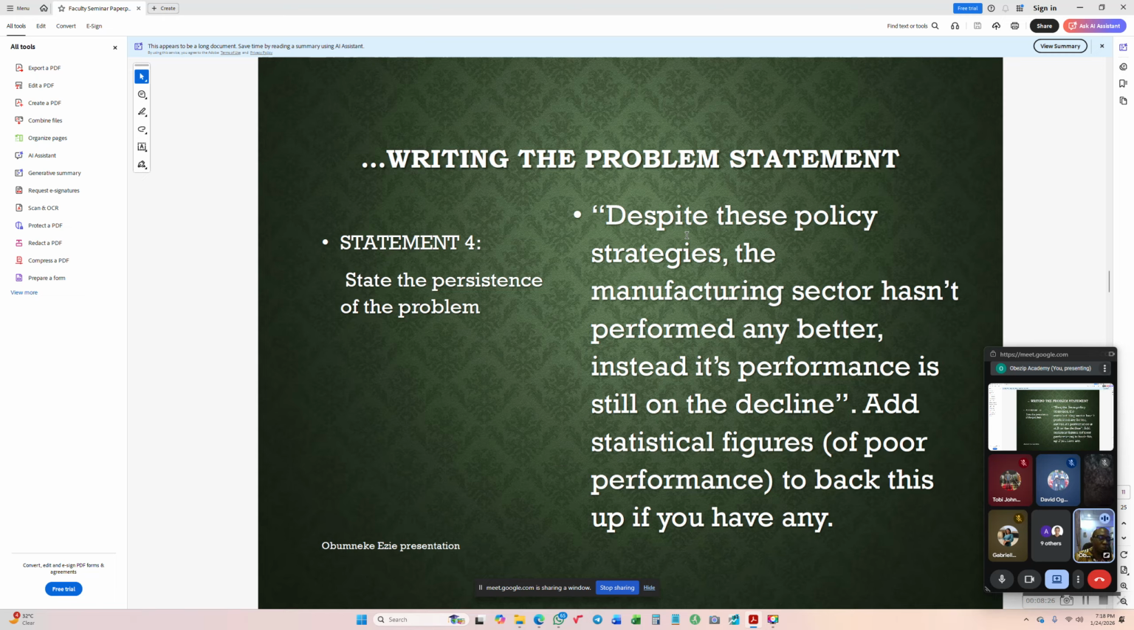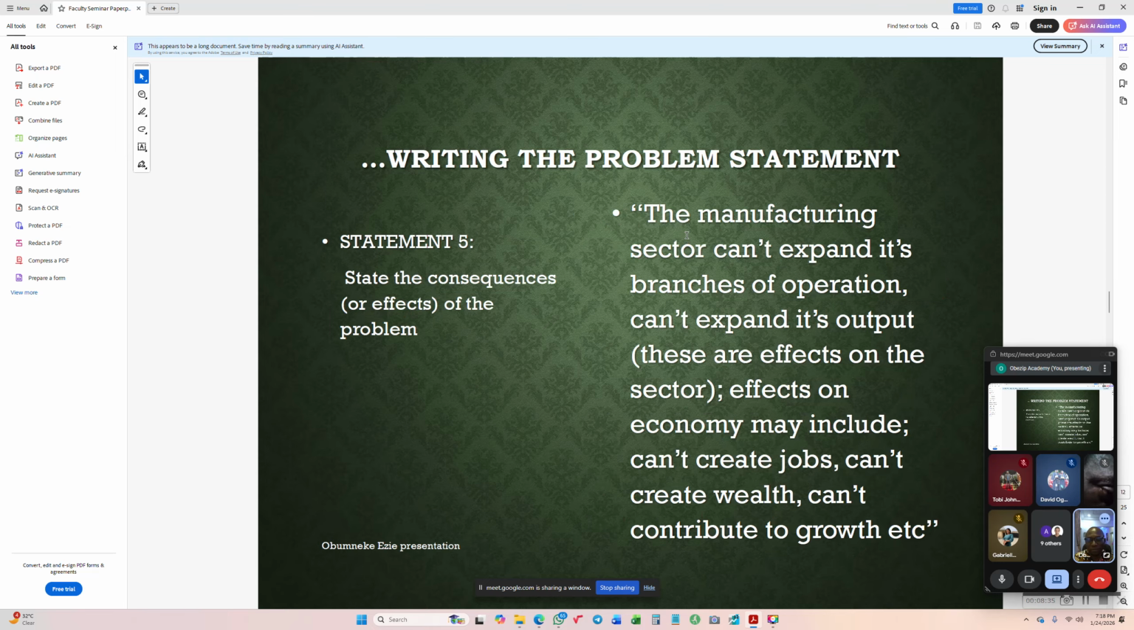Remember, the statement of problem is like an essay that must be written in a flow format. But I'm just bringing out the ingredients that must be captured in that particular essay. Statement five is to state the consequences of the problem. The problem we identified, the efforts that have been made to tackle that problem, yet the problem persists. So what are the consequences of not tackling those problems?